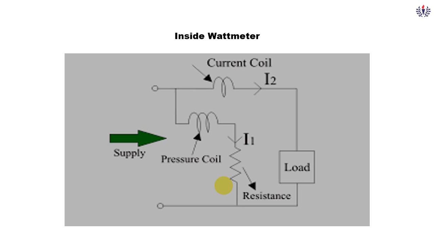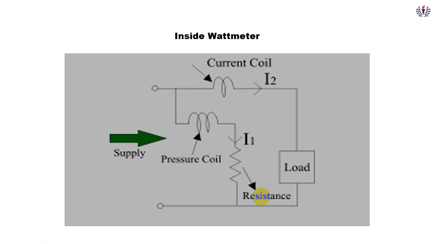So what is inside the watt meter? Inside the watt meter, we are having two coils. One is the current coil, the other one is the pressure coil. This is the current coil and this is the pressure coil. Here, the current coil is always connected in series where we are going to measure the current, and the pressure coil is always connected in parallel, in addition with one resistance, that is known as the shunt resistance, that is known as the pressure coil.